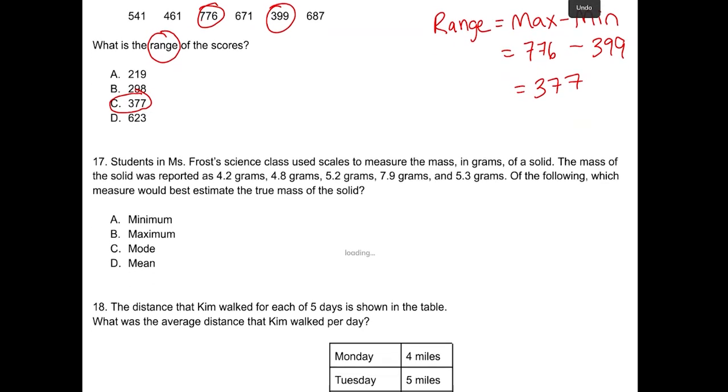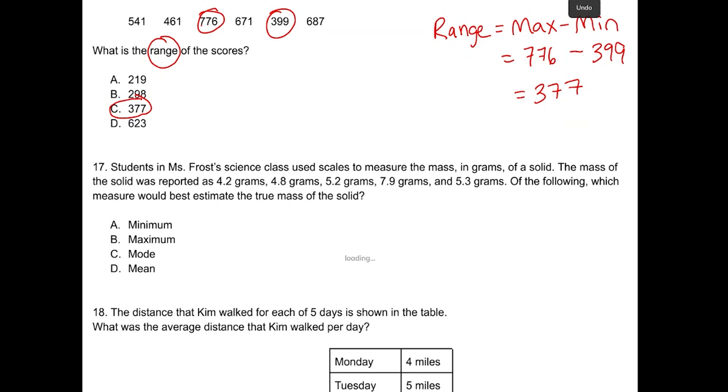Number 17 says students in Miss Frost's science class use scales to measure the mass in grams of a solid. The mass of the solid was reported as 4.2 grams, 4.8 grams, 5.2 grams. Okay, so we got a bunch of measurements of the same solid. I don't know if these students know what they're doing or why they're so different, but for whatever reason, they all got different measurements. And the question is asking which measure would be the best estimate for the actual mass of the solid. Well, really what we would do is just find the average of all of these, and that will probably be the best estimate. And the average is the mean of that set of data.